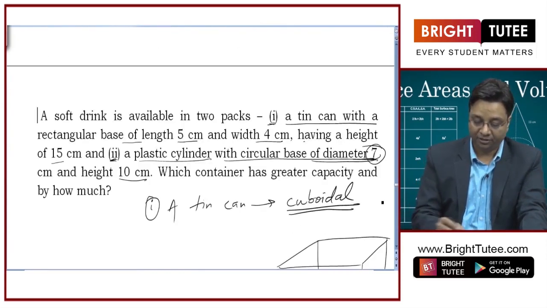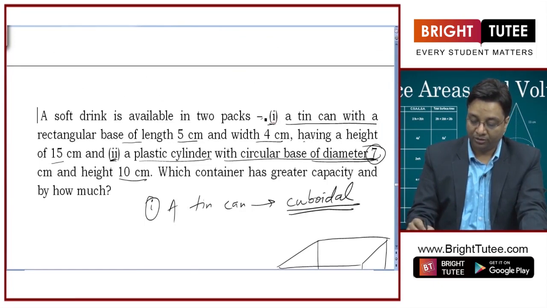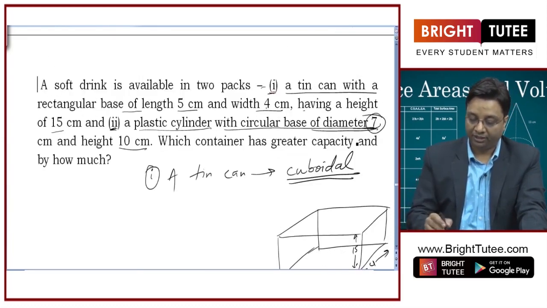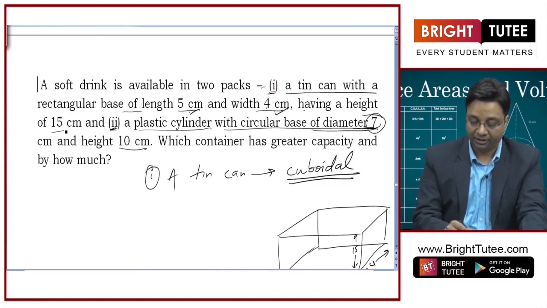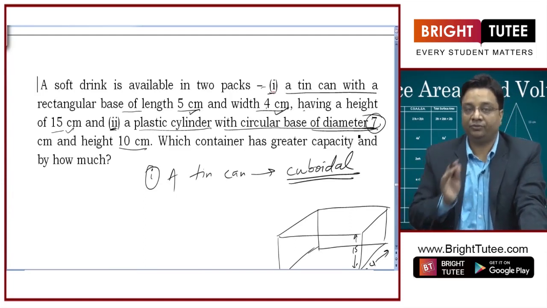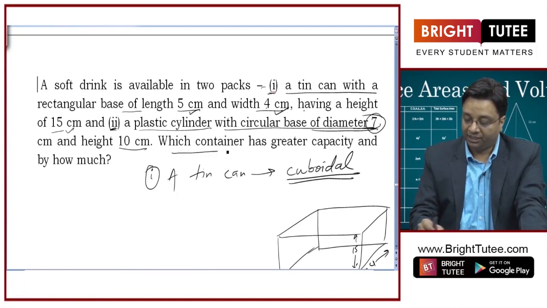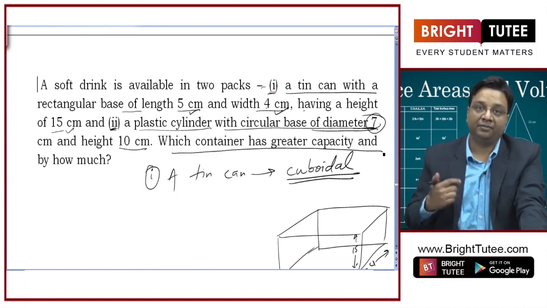So let's write the dimensions of this cuboidal pack also: 5, 4 and 15 centimeter. All the dimensions are the same, in centimeters, and these dimensions are also in centimeters, so we don't have to worry about making them same. Okay, so which container has got a greater capacity and by how much?